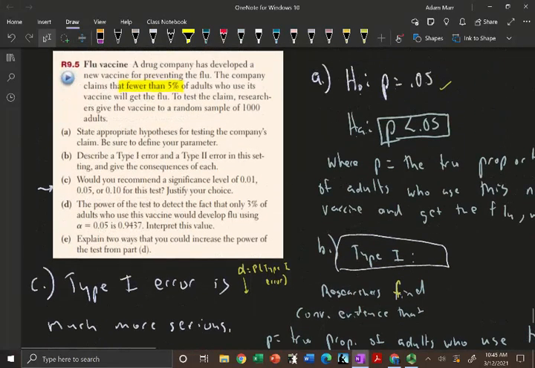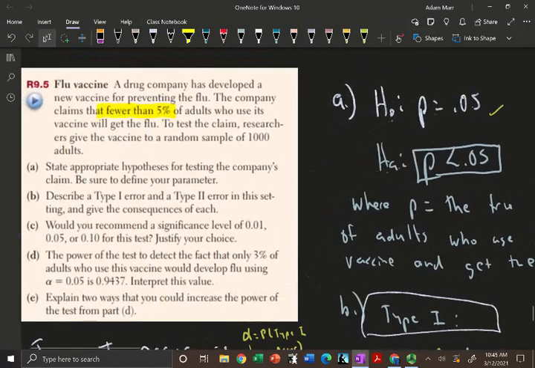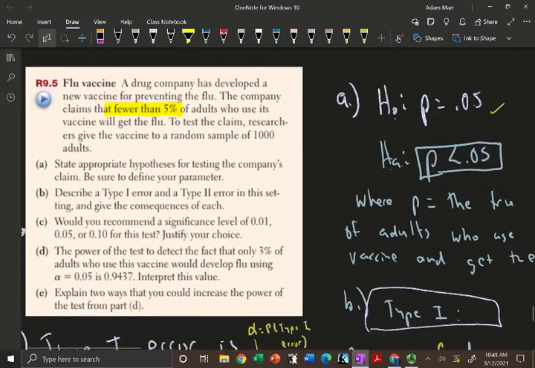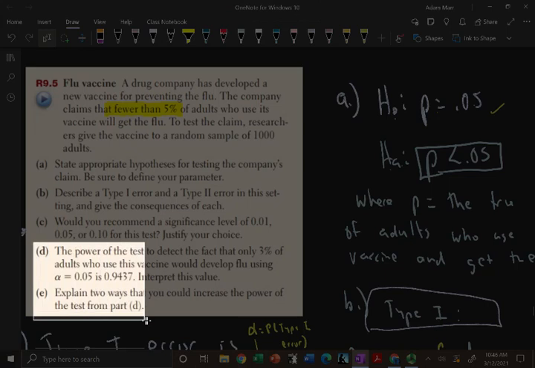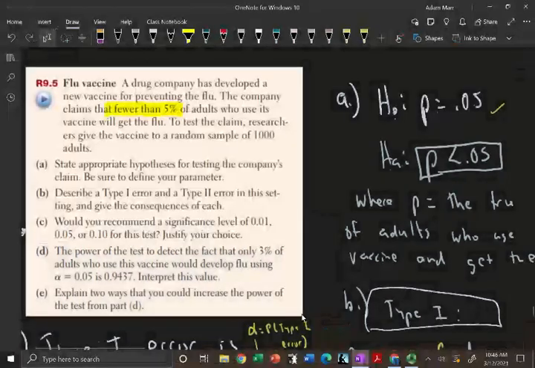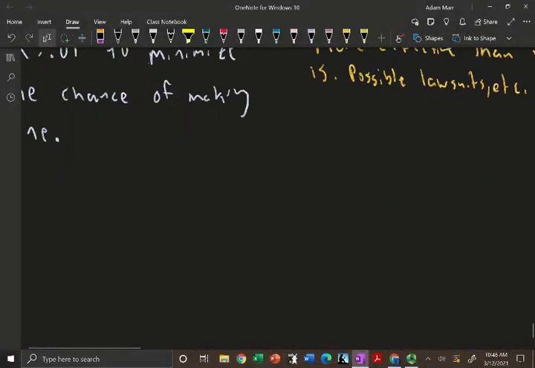D, the power of the test to detect the fact that only 3% of adults who use the vaccine would develop flu using alpha equals 0.05 is 0.9437. Interpret this value. Okay, so what this is saying right here, I'm going to just copy these two separately and put them on a different part right here. All right, here we go, good.